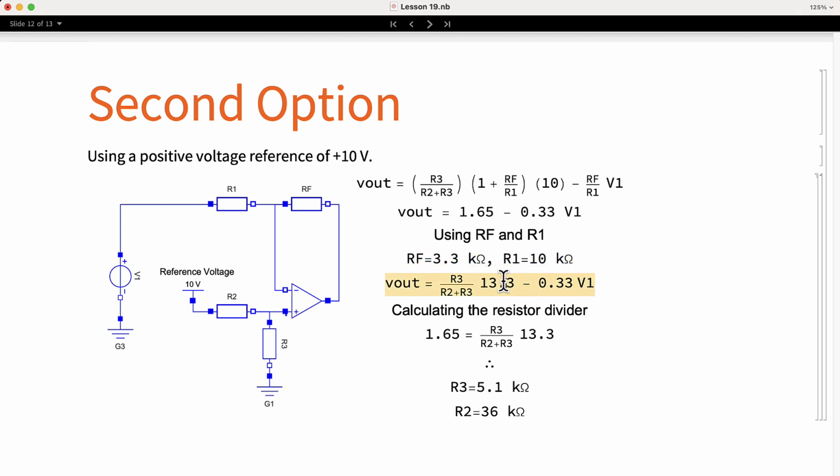With those values, the formula simplifies to the following. Now we need to design a voltage divider in order to obtain 1.65 volts of offset. The equation that we need to satisfy is the following. And after a few iterations, I found that the closest values for the resistors are the following. Resistor 3 of 5.1 kilo ohms and resistor 2 of 36 kilo ohms.